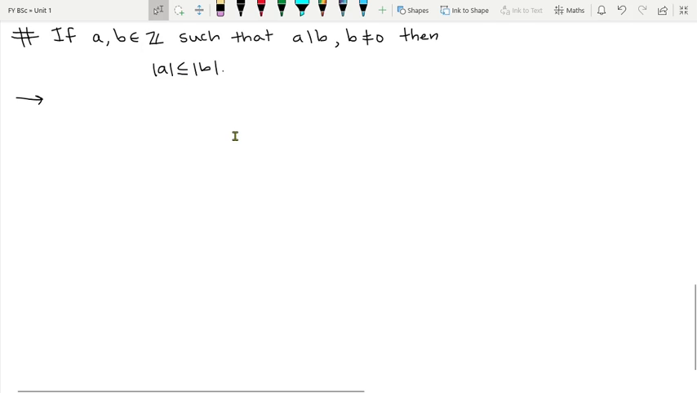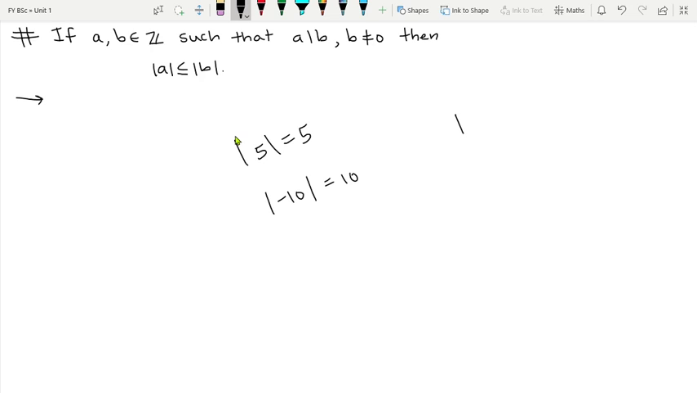I hope you are familiar with the mod concept. So what is modulus? If you take mod of 5, it will be 5, and if you take mod of minus 10, it is going to be 10. It means the modulus of a negative number is also a positive one. In general, mod of B is equal to B if B is greater than 0, and mod of B is equal to minus B if B is less than 0. Actually, this is the definition of the mod function.